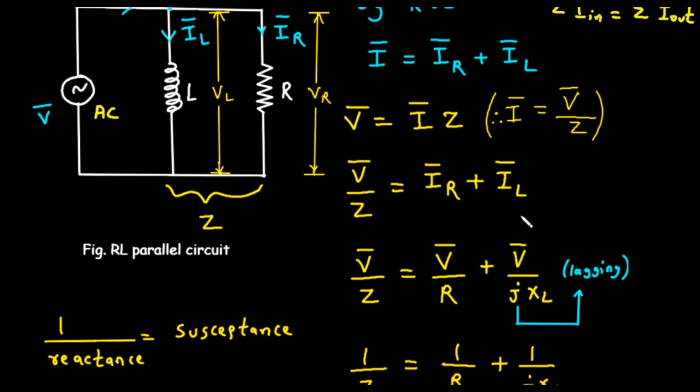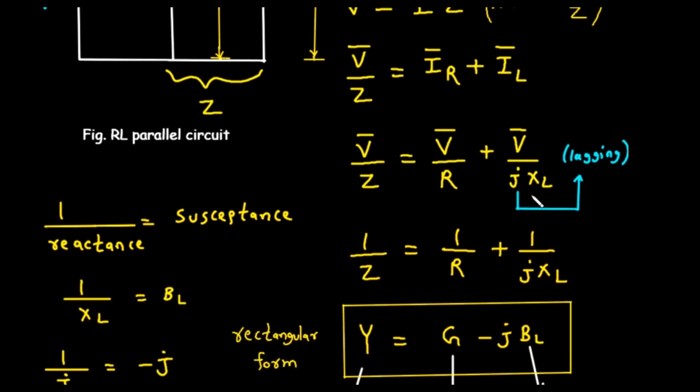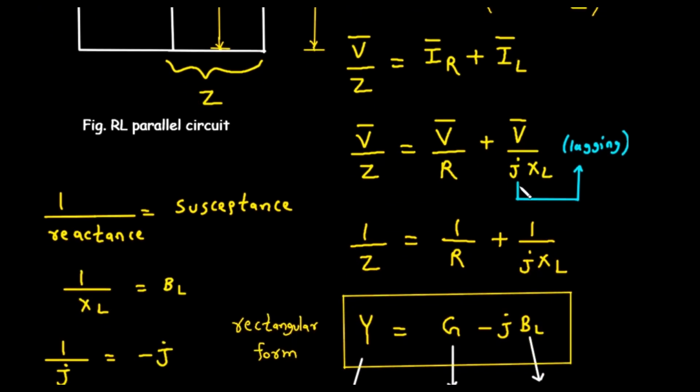Now, let's define the individual branch currents using Ohm's law. The current through the resistor, IR bar, is the voltage across it, V bar, divided by its resistance, R. The current through the inductor, IL bar, is the voltage across it, V bar, divided by its opposition, which is called inductive reactance. Inductive reactance is written as J times XL. XL is the magnitude of the reactance, and the J is a mathematical operator that represents a positive 90-degree phase shift. So, our equation now expands to V bar divided by Z equals V bar divided by R, plus V bar divided by J times XL.